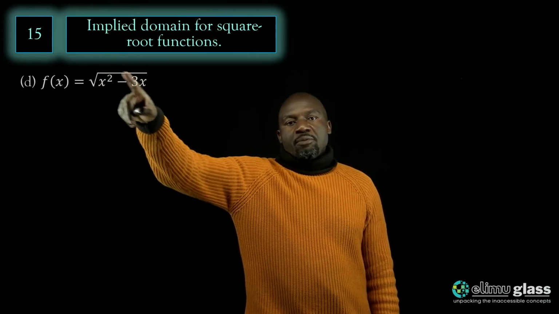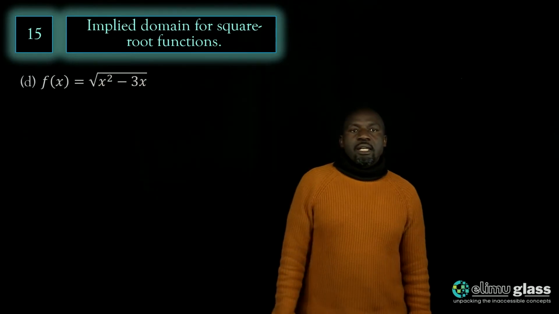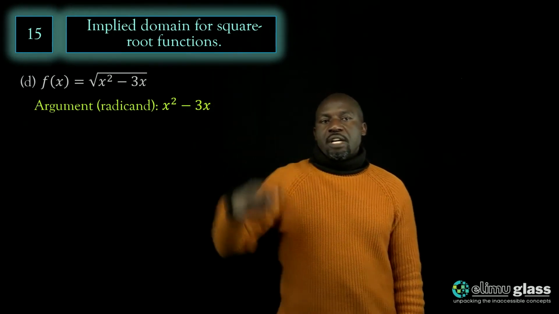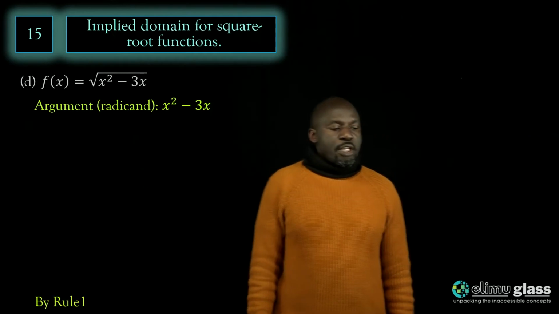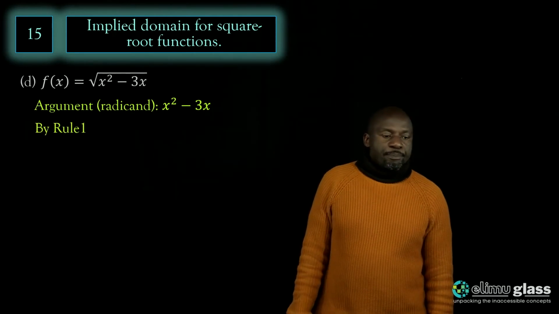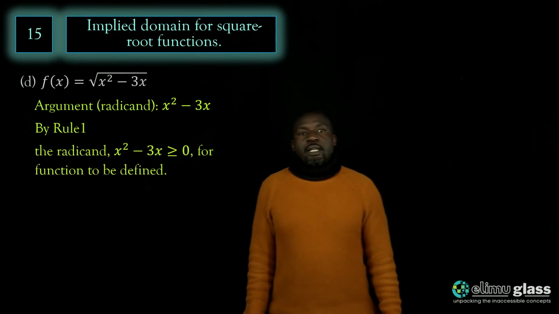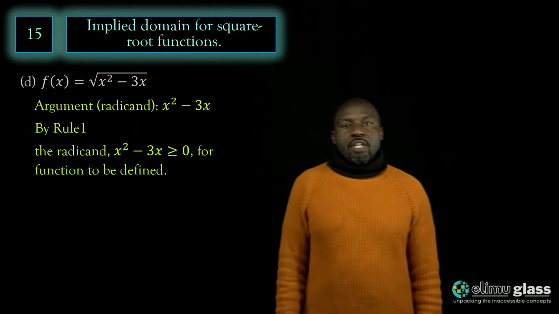The radicand, or the argument of the square root function, is a quadratic expression. All right? So we will say that the values of that quadratic radicand have to be greater than or equal to 0. And if we do that, x squared minus 3x must be greater than or equal to 0.